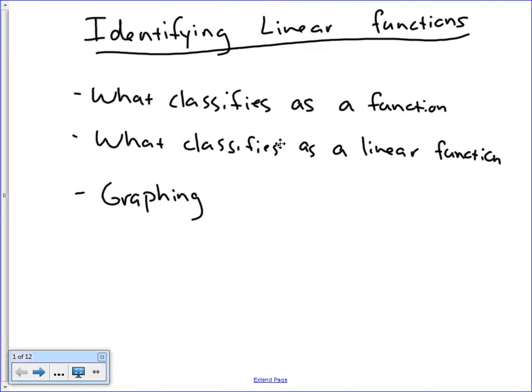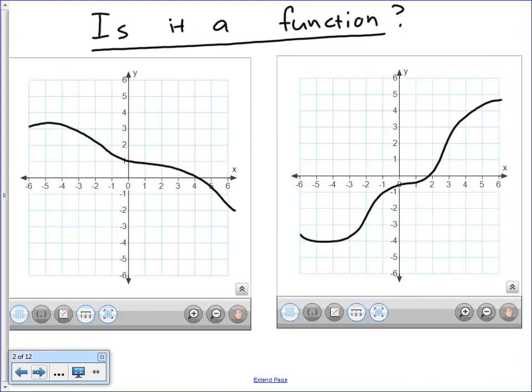So in this video, we're going to be discussing linear functions, identifying linear functions. What classifies as a linear function will be the first thing, or sorry, what classifies just as a regular function at the start of the video. Then we'll get into what classifies as a linear function. Then we'll be doing a little graphing and just a little more topics about linear functions.